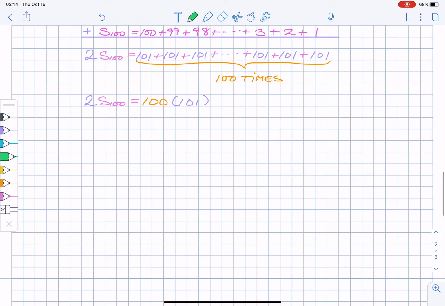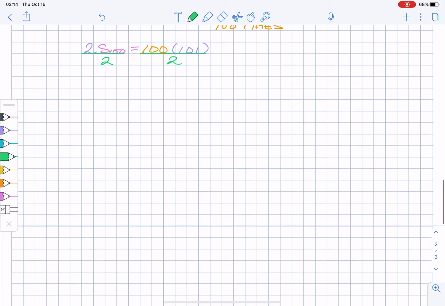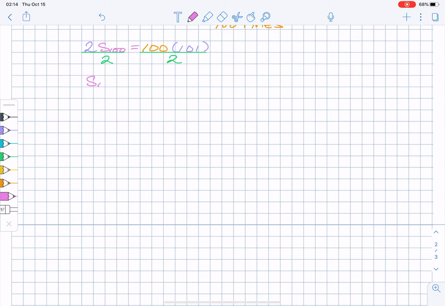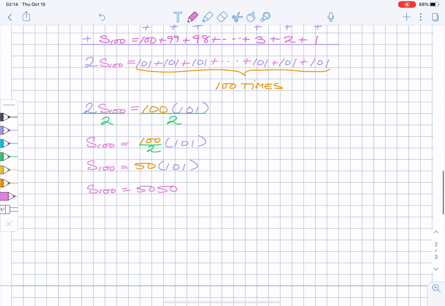So now I can divide both sides by 2. And I get the sum of the first 100 integers is 100 over 2 times 101, which I claim is 50 times 101, or 5050. So that is the sum of the integers from 1 through 100.